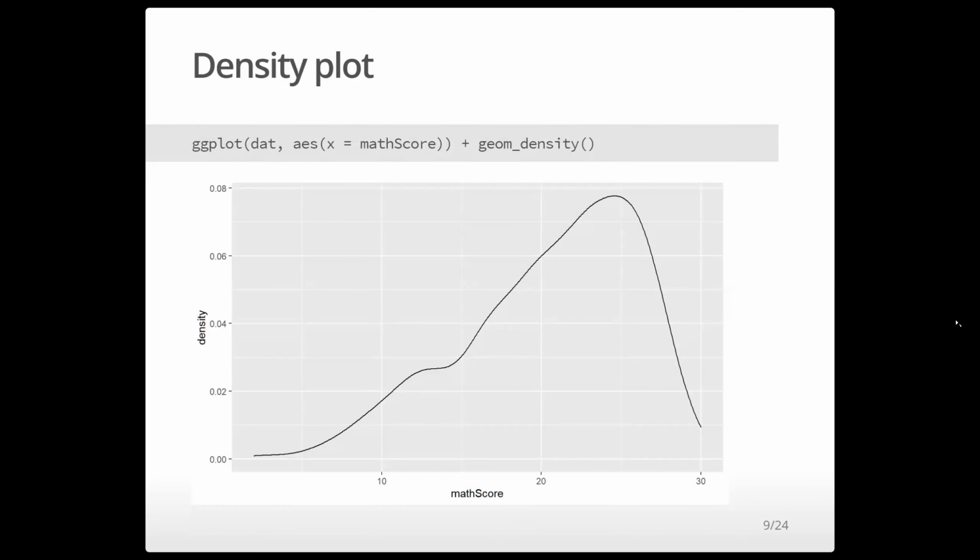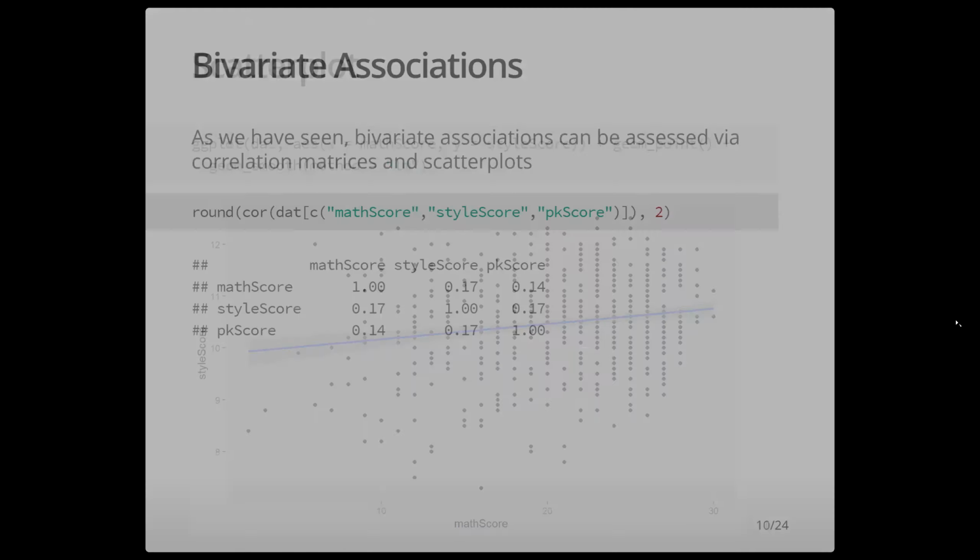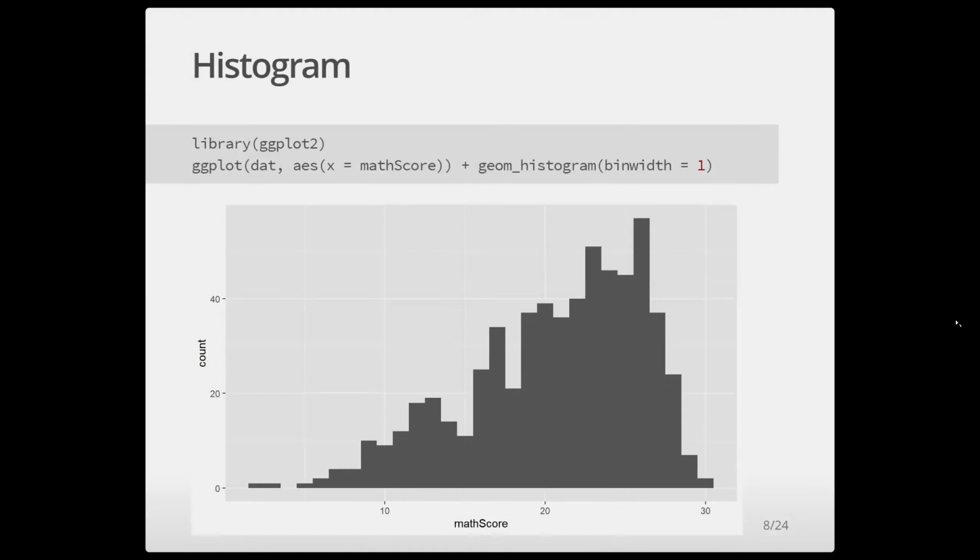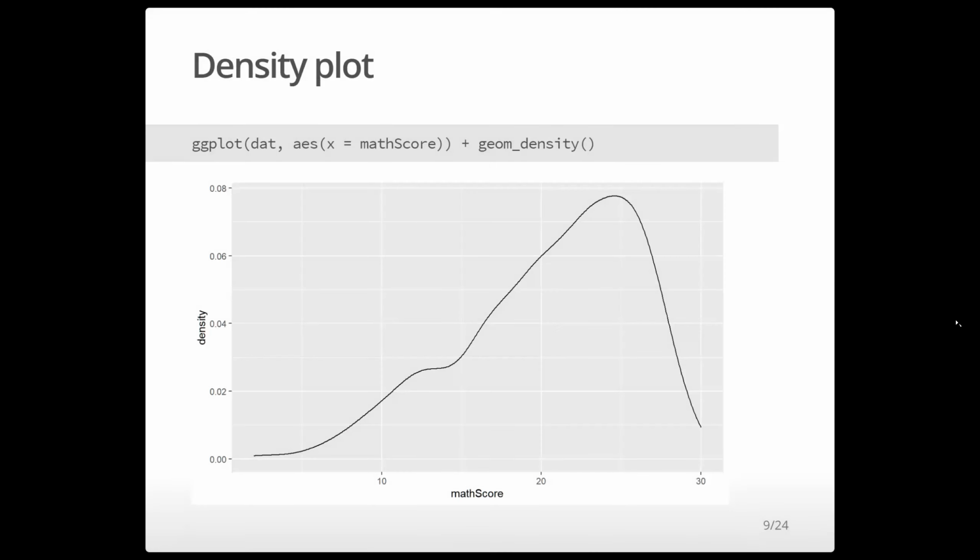And a density plot is just an alternative way of doing this. This gives us a nice curve that's a representation of our data in a very similar way. We can see that the histogram and density plots look very similar, and they give us the same sense of the data.